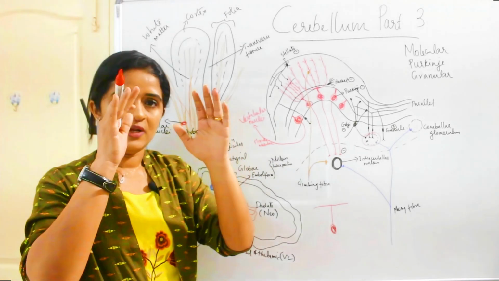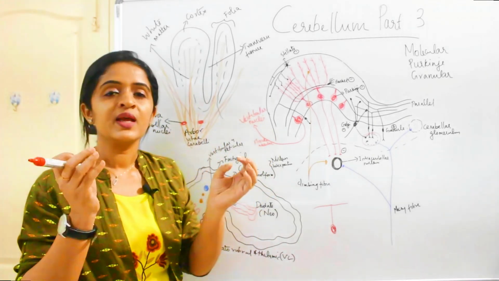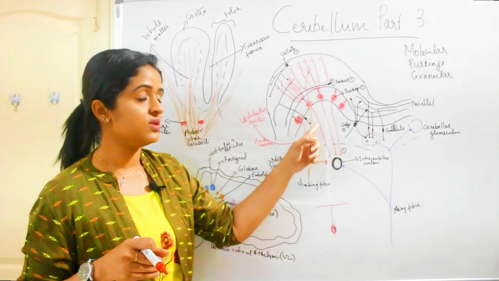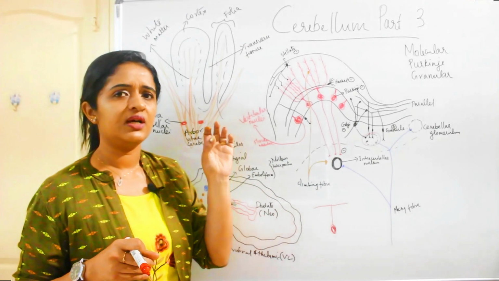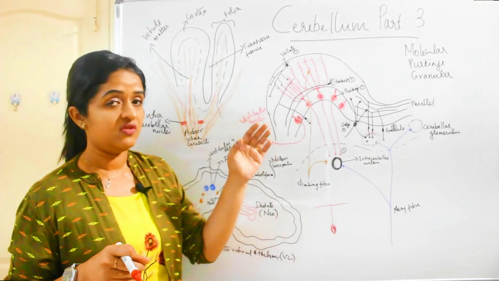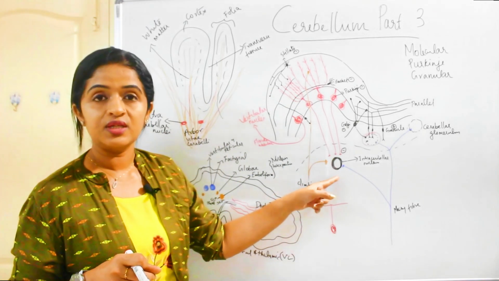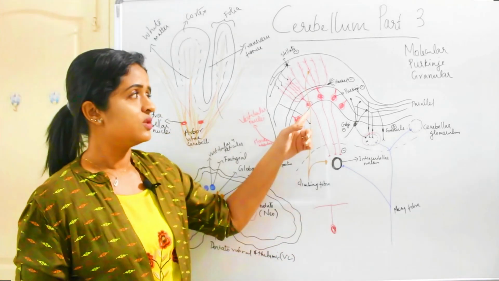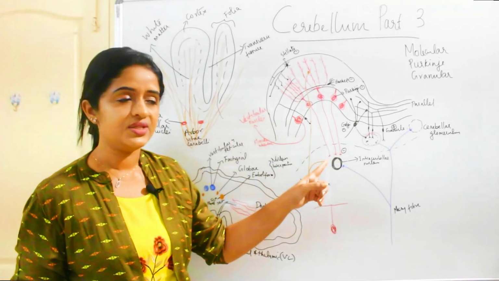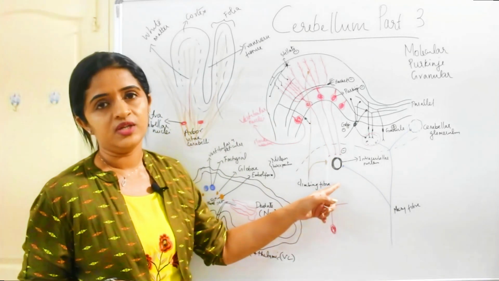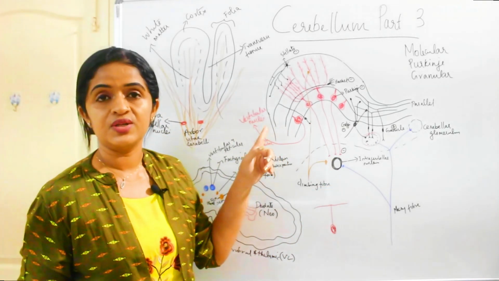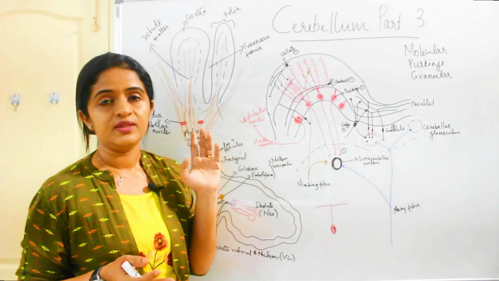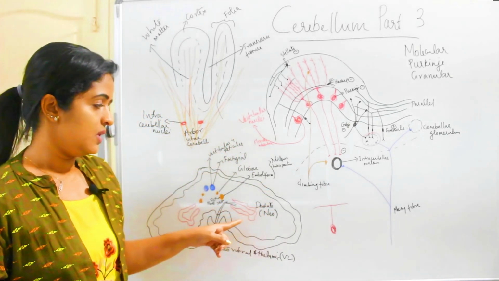So once again, the entire information from the cerebellar cortex comes out through the axons of the Purkinje cells. The axons of the Purkinje cells are the sole transmitters of information from the cerebellar cortex to the intracerebellar nuclei, from where it is taken outside the cerebellum. All the axons of the Purkinje cells meet in the intracerebellar nuclei, except those of the flocculonodular lobe, which go directly to the vestibular nuclei. That also you have to remember. So let's see them one by one.